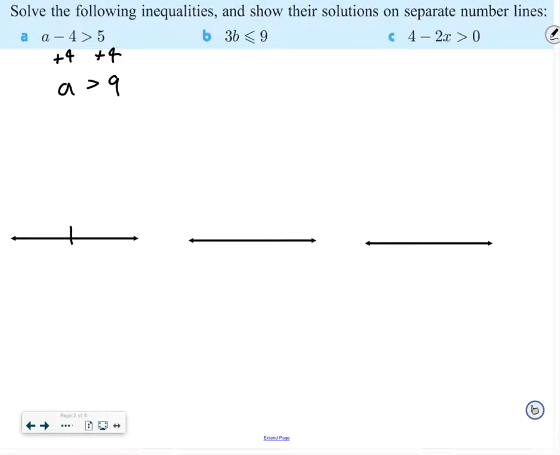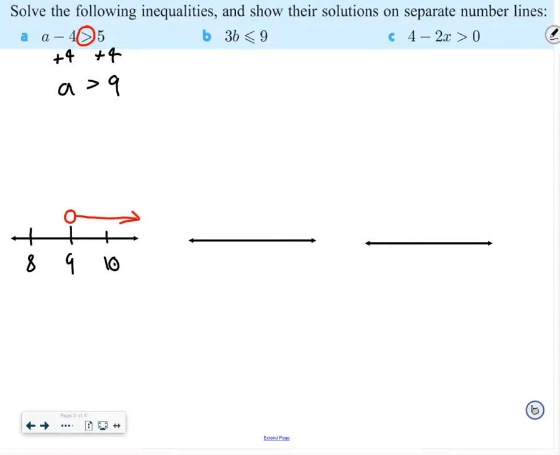So usually I put my number in the middle, the next integer to the right, the next integer to the left. Anything that is strictly greater than is an open circle. And I know that 10 is greater than 9, so I'm going to go in the direction of 10. And there is my solution to A.